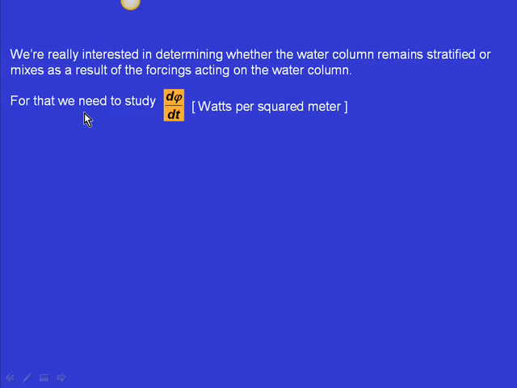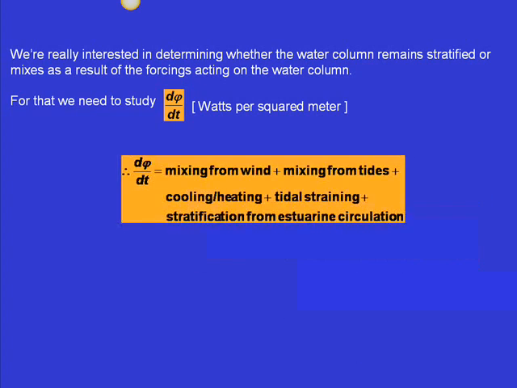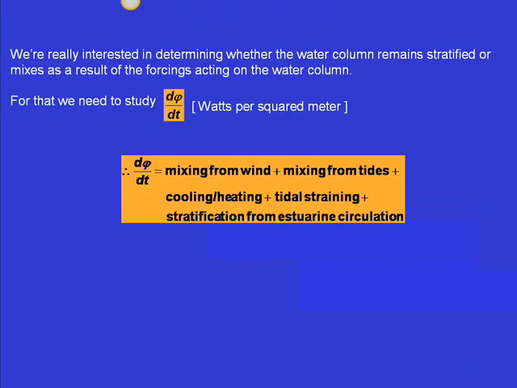So in order to determine who wins the competition, we need to study these changes of the potential energy anomaly in time. So energy per unit time is what? Power. So that's why we have the units of d phi dt as watts per square meter. So what we're trying to represent in this competition between mixing and stratification is a quantitative expression for this.